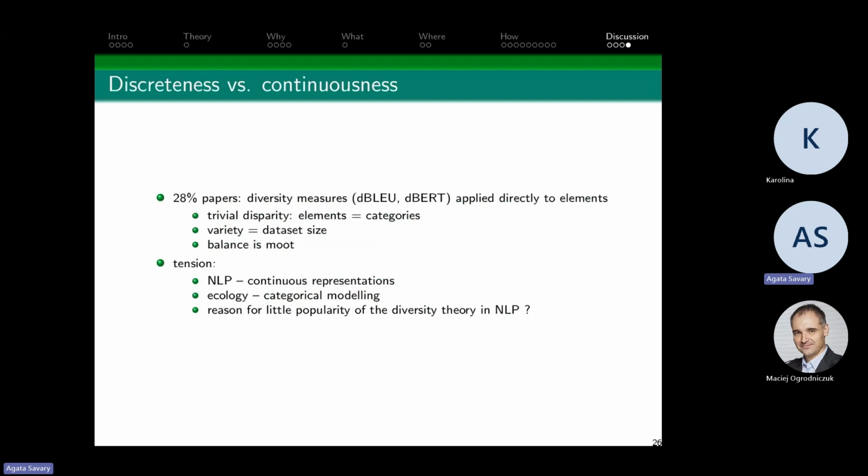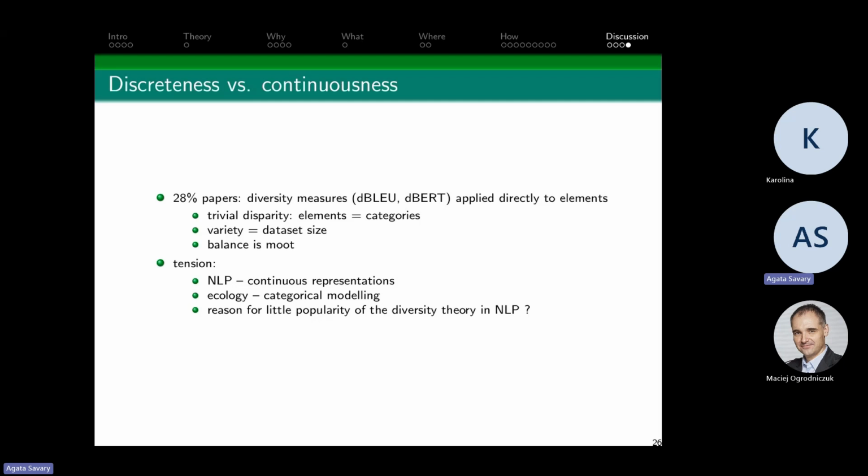So what we can observe in 28% of the papers is that they use DBLE or DBERT, so the disparity measures. They apply them directly to sentences or to texts, and there is no notion of category. In this way, you could say it's a kind of trivial disparity where categories are equal to elements, right? They compute distances between two sentences as if they were categories, but they only occur once. Okay, and then if this is the approach, then of course variety is trivially the data set size, and balance is moot, right? There's no sense to think about balance because there's only one occurrence of each type, of each category.